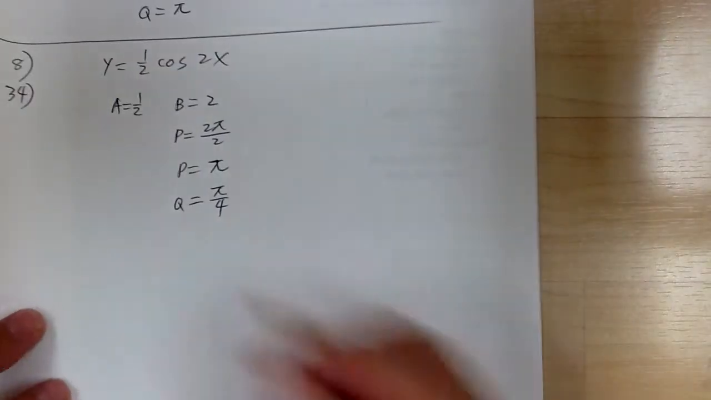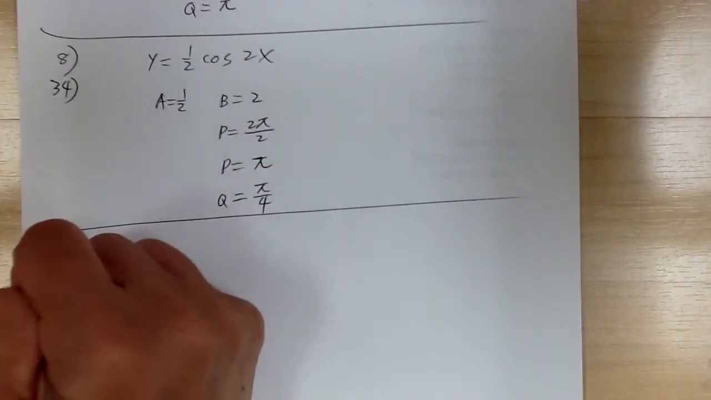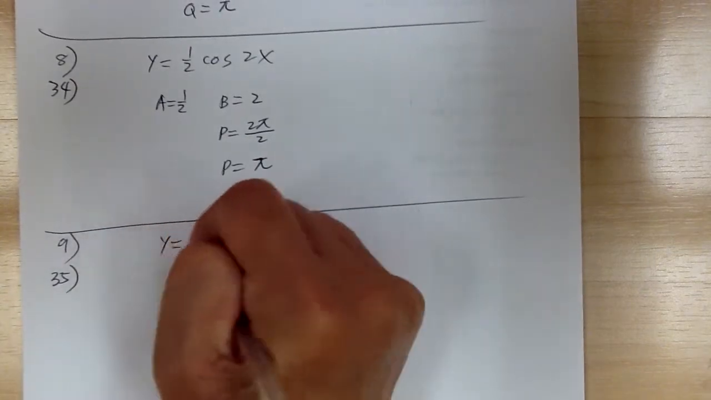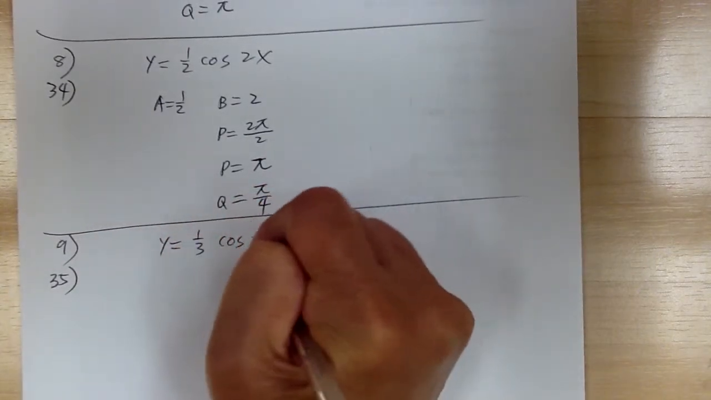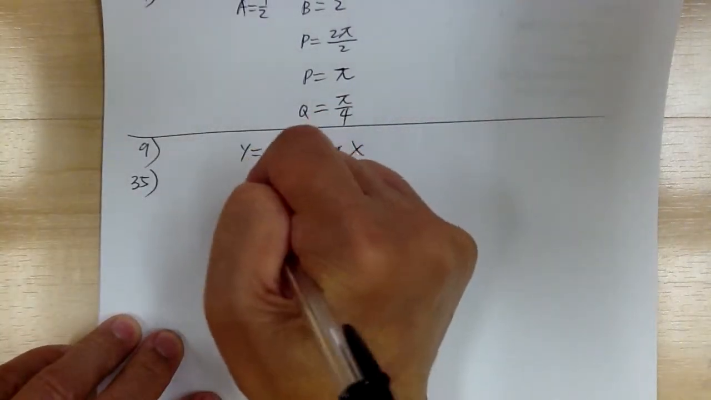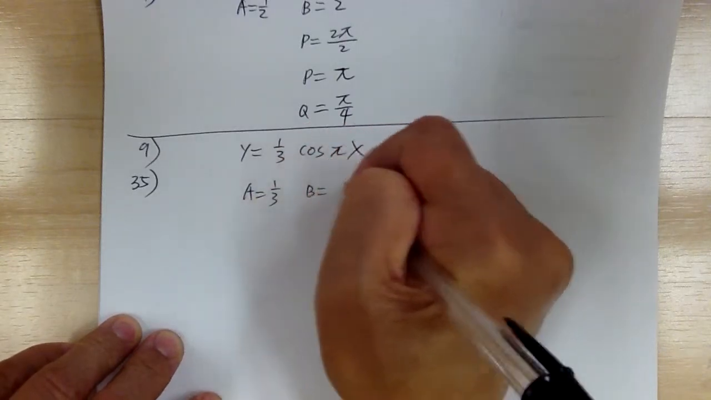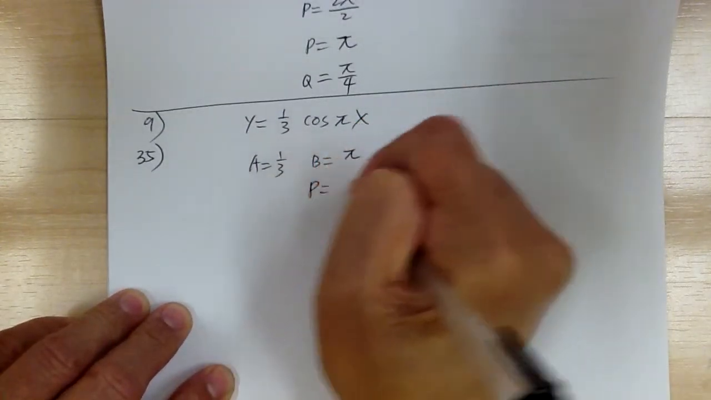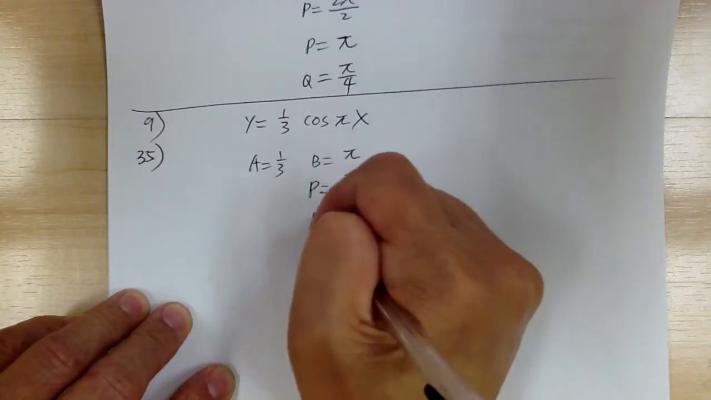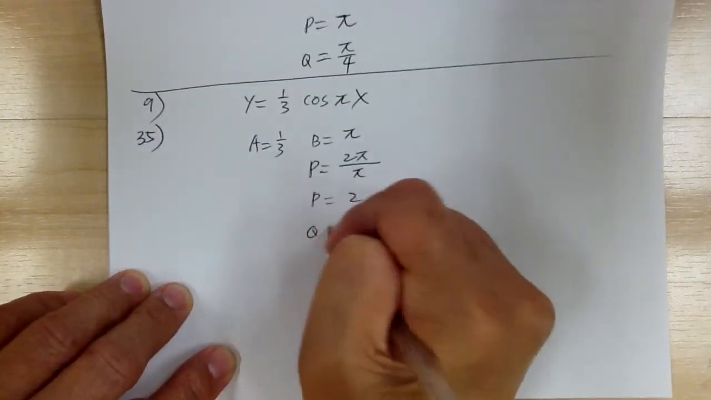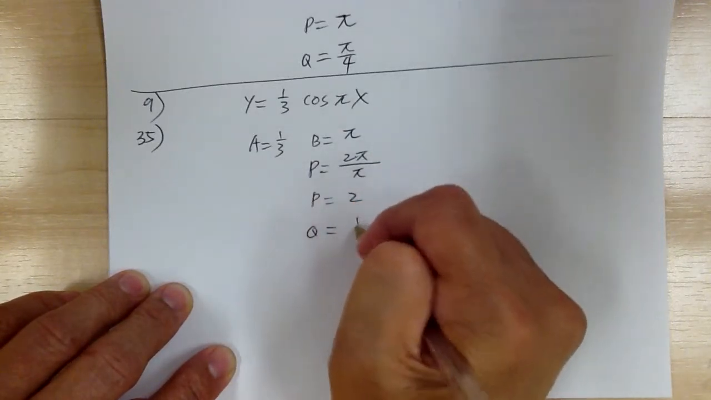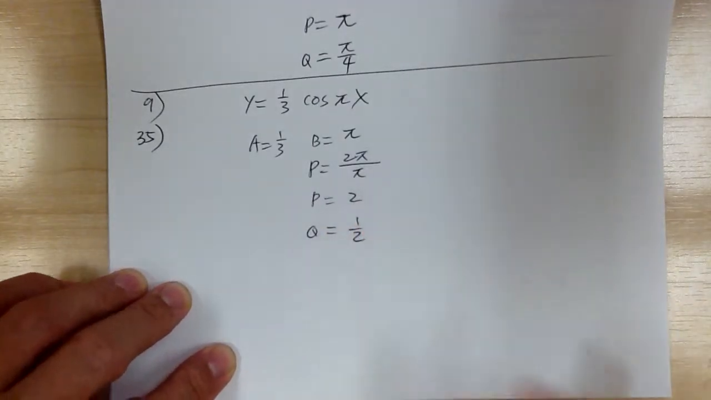Okay, let's go to number 35 and number 9. So number 9 and 35. And you have y equals 1/3 cosine of pi x. Okay. So a equals 1/3, b equals pi. So period equals 2 pi over b. So period equals 2. And for the quarter wave, you multiply it by 1/4. So 2/4 will give you 1/2. Again, 1/4 of that.